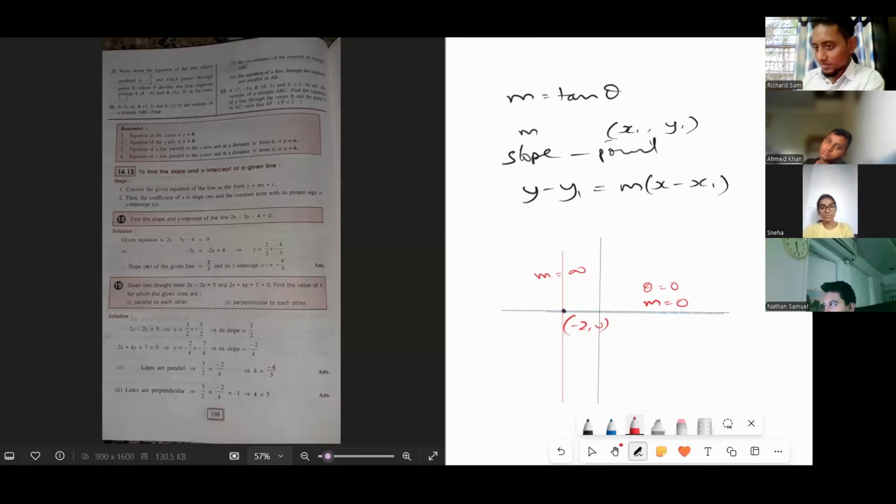Amit, how many questions have you done? Sir, 20. Okay. Sneha, how many have you done? Nathan? 8. You have to send it to me. Sneha, send me a picture of all the questions that you have done. Right after the class, you have to send me. Okay? Nathan, how many have you done? Nathan is stuck.